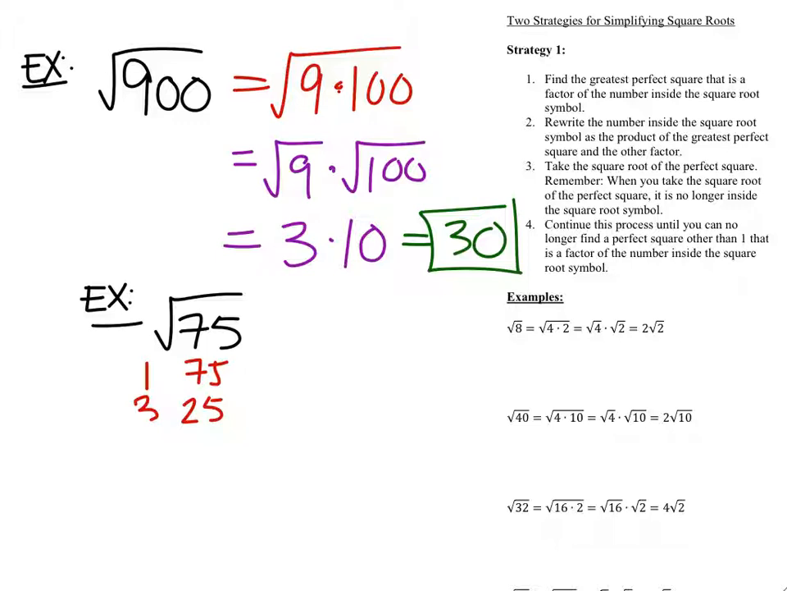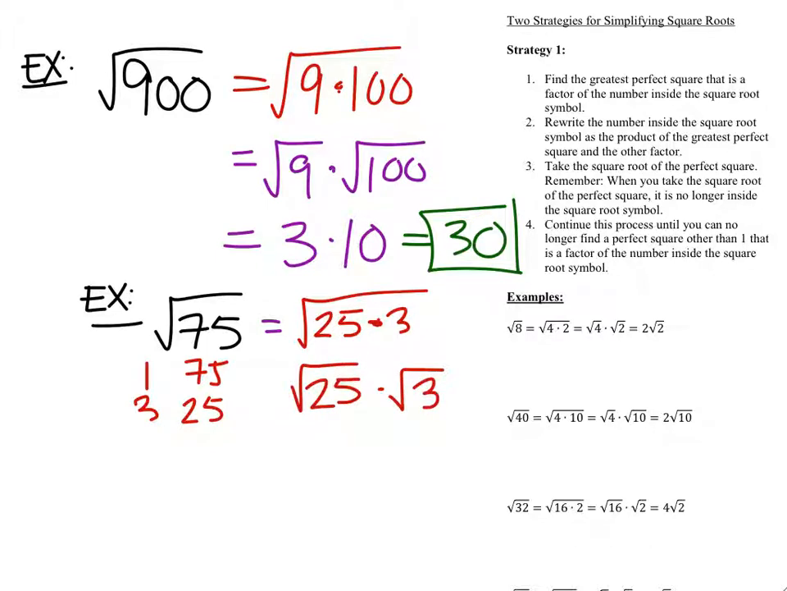Well, 25 is a perfect square, so I can break this up into the square root of, I'm going to make it 25 times 3, just so the order makes a little bit more sense. So it's the square root of 25 times the square root of 3. And the square root of 25 is 5.